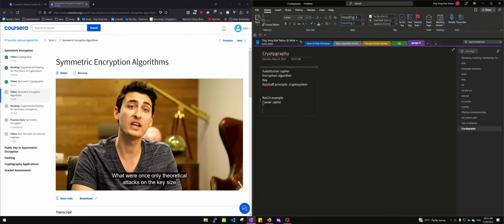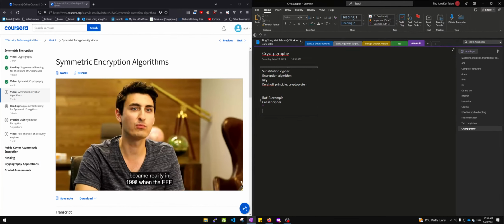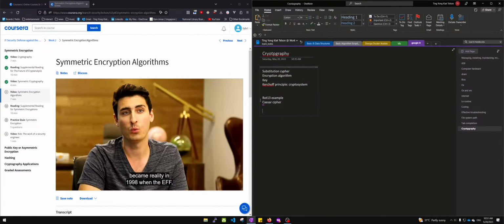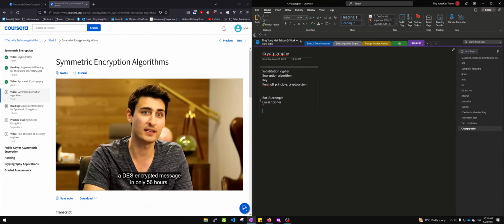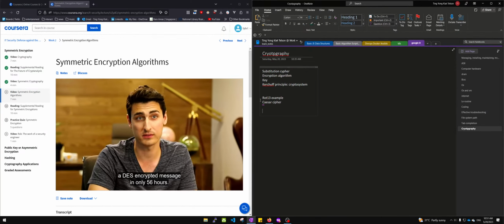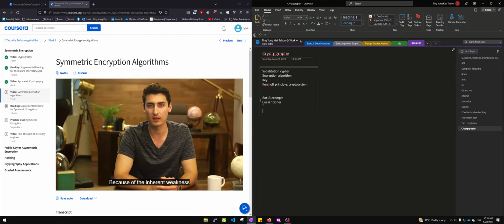What were once only theoretical attacks on the key size became reality in 1998 when the EFF, Electronic Frontier Foundation, decrypted a DES encrypted message in only 56 hours. Because of the inherent weakness of the small key size of DES, replacement algorithms were designed and proposed.